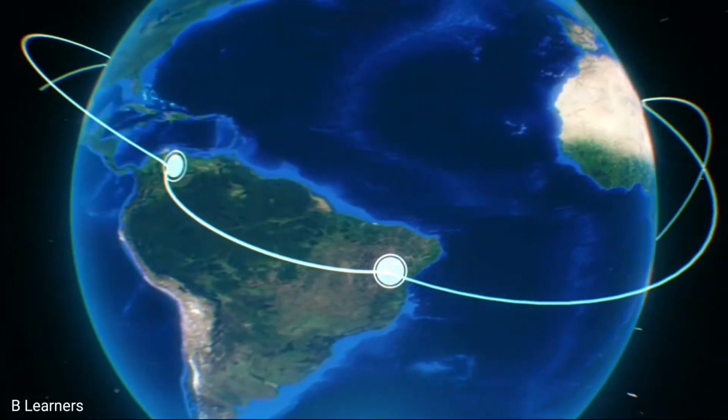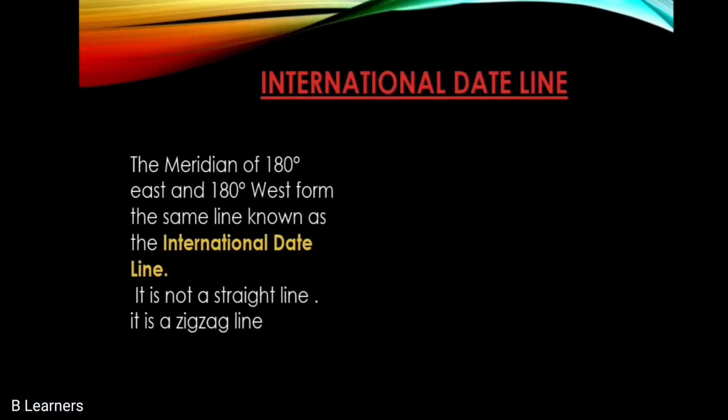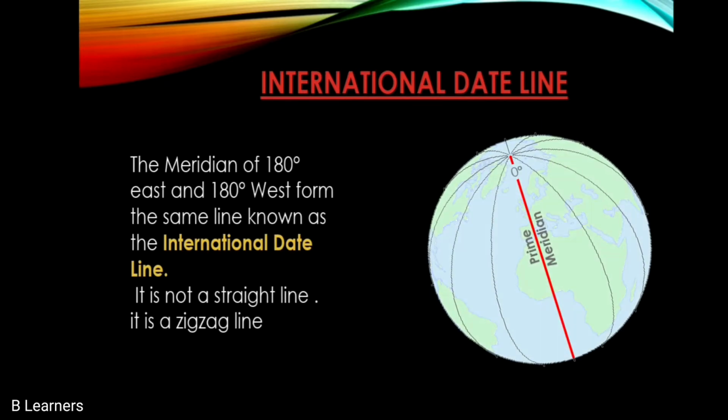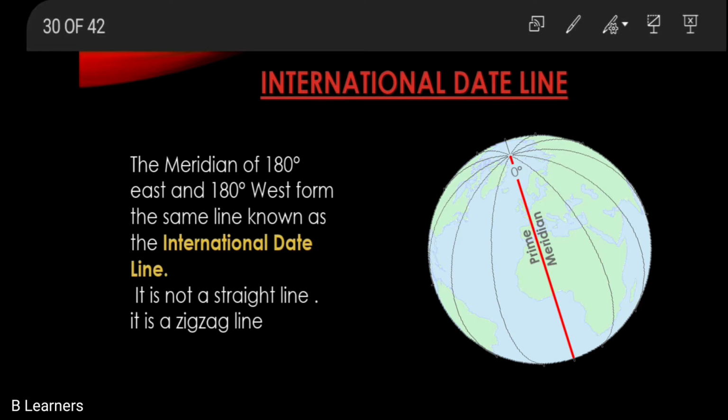So here we go. There are a total of 360 lines of longitude. All the longitudes are drawn at an interval of 1 degree. If you have seen in your mathematics book, a circle makes a total of 360 degrees. So all the meridians are drawn at an interval of 1 degree. So overall, how many will there be? In total there will be 360 lines of longitude.